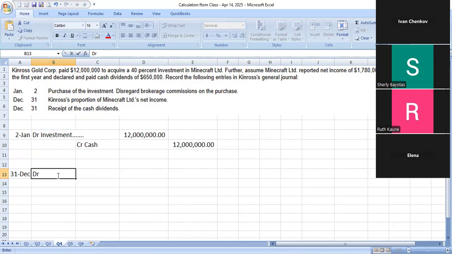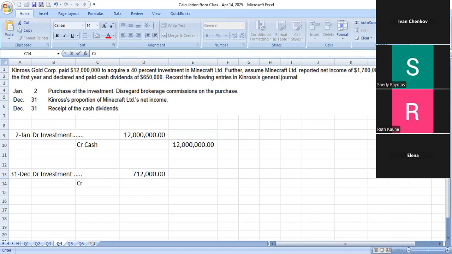Debit investment in such a company. How much? That will be equal to 1,780,123 times 40%, 0.4. So 712,000, our investment is going to go up. Credit, which account? Equity method investment revenue. Even I cannot say it better than this.